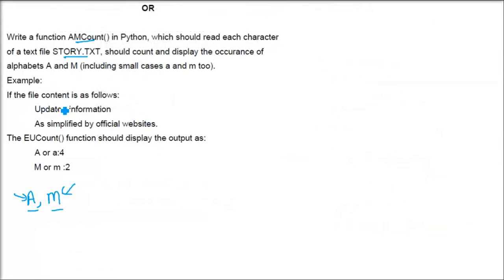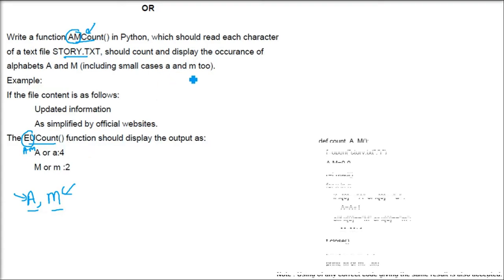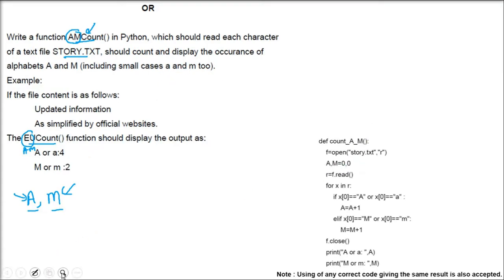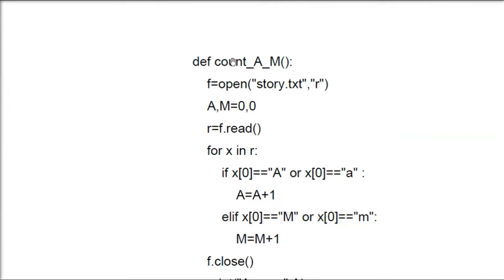The content of story.txt will be changed. It will not be as the previous one. So wherever A is coming, we count. Wherever M is coming, we count. And when we count, we just display it. This is the whole program logic. So this is AM count. This is a printing mistake, so you can correct it. Okay, so we have a function called count underscore A underscore M.